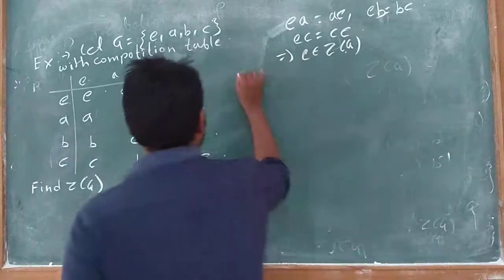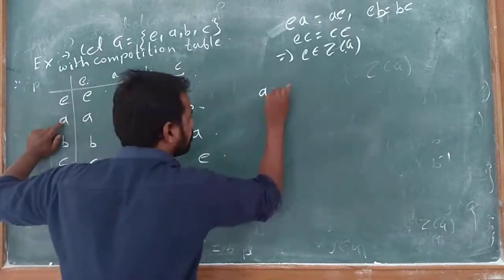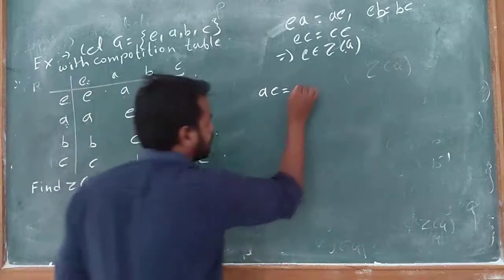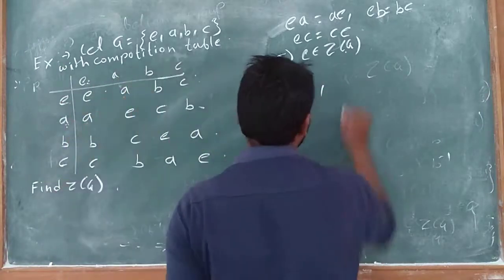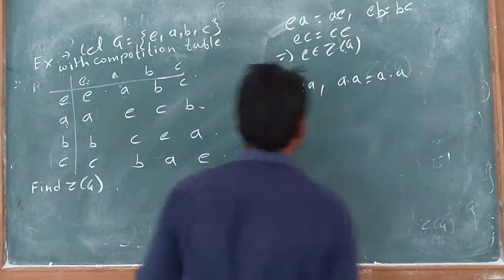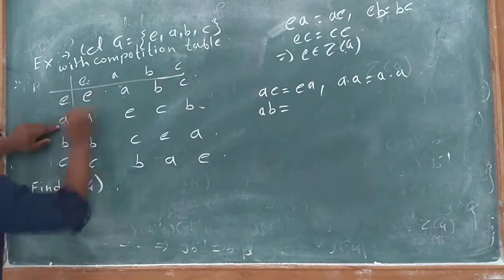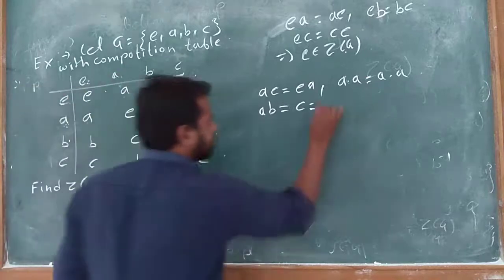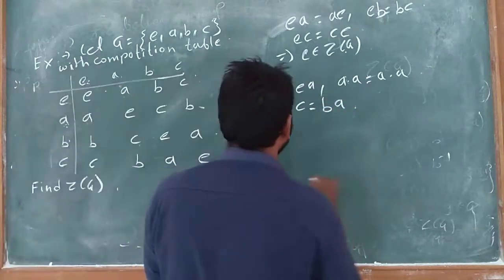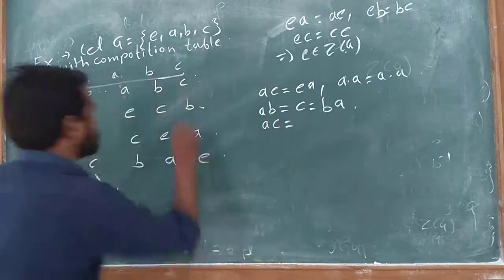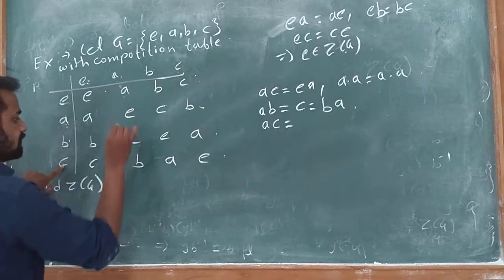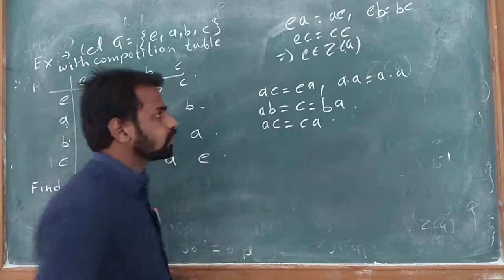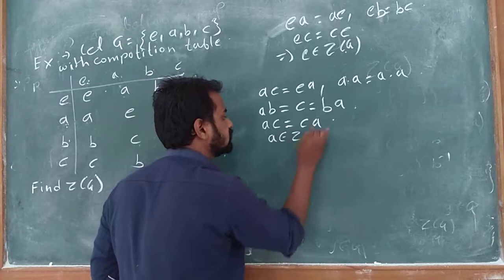Next, for A. A into E is equal to A, and EA is also equal to A. Therefore, A is equal to EA. A into A is equal to A into A always. AB is equal to C, and also BA is equal to C, and AC is equal to B, and CA is also equal to B. So we get AC is equal to CA. This implies A commutes with all elements in the group. Therefore, A belongs to Z of G.